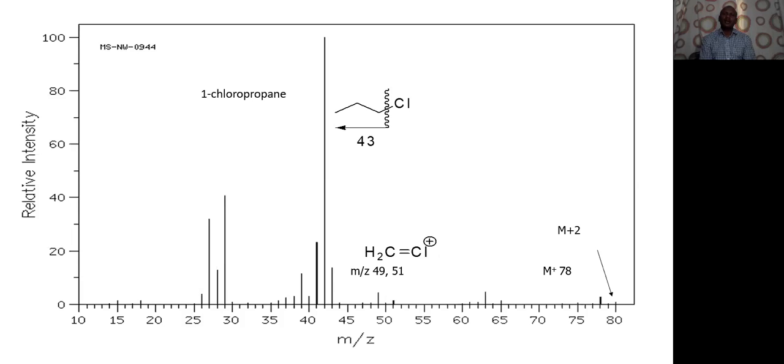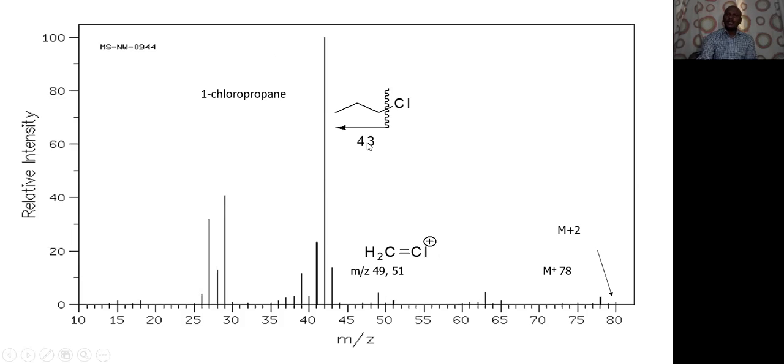Or you can take it this way also: if you take 100 molecules, of those 100 molecules, 75 molecules will be chlorine 35, and 25 molecules will be chlorine 37. So with this isotopic abundance, you have the M plus peak and M plus 2 peak.